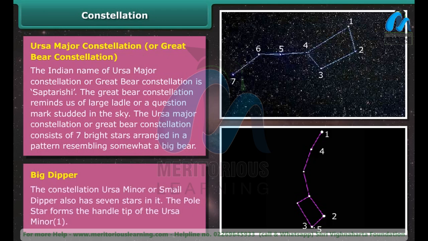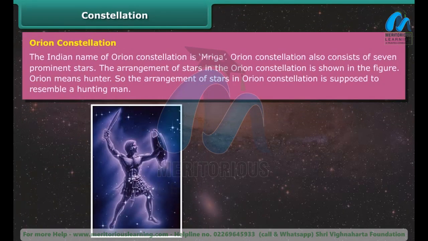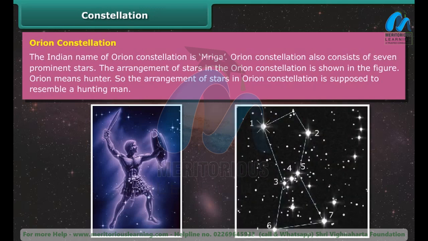The constellation Ursa Minor, or Small Dipper, also has 7 stars in it. The pole star forms the handle tip of the Ursa Minor. Orion constellation. The Indian name of Orion constellation is Mriga. Orion constellation also consists of 7 prominent stars. The arrangement of stars in the Orion constellation is shown in the figure. Orion means hunter. So the arrangement of stars in Orion constellation is supposed to resemble a hunting man.